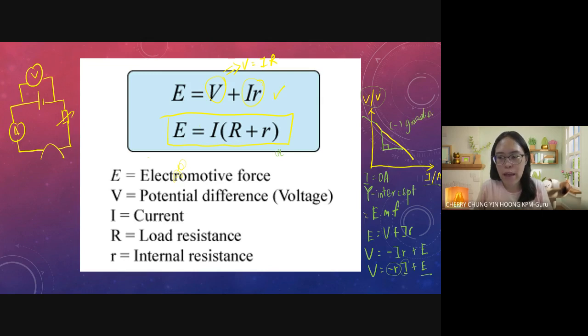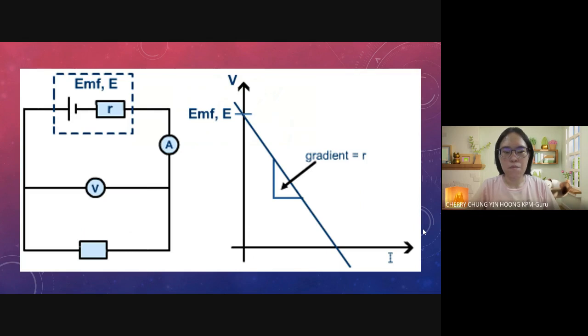Okay, you will get a negative gradient where this gradient is equals to your internal resistance, which is inside your notes 3B. Okay, so this is it. 这我刚才跟你讲了的咯. Okay, EMF is the y-intercept, then gradient is your internal resistance.